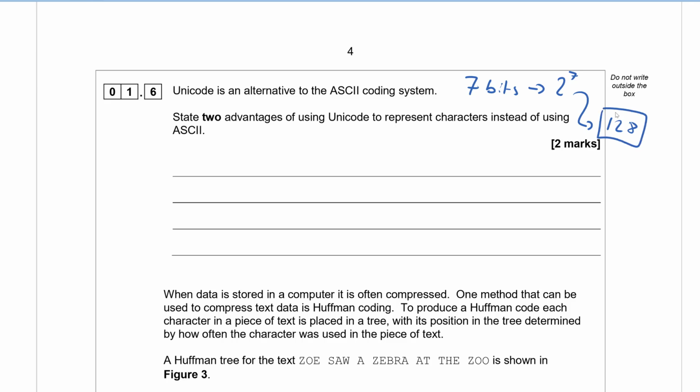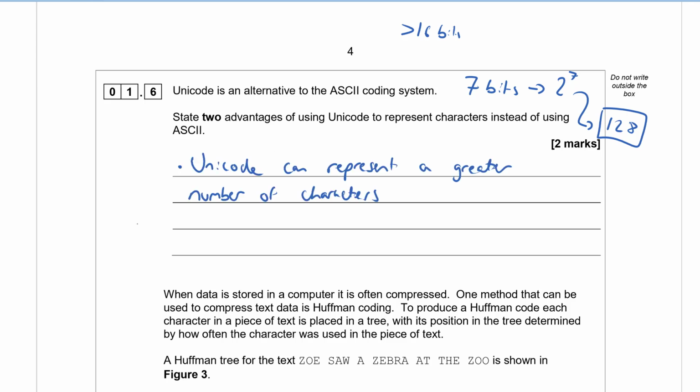So Unicode is much bigger. Unicode's at least 16 bits, which gives us at least about 65,000. So Unicode can represent other characters is one advantage. And really it's a follow-on from this, but it's distinct enough to get you another mark. So therefore Unicode can also represent other languages than English.